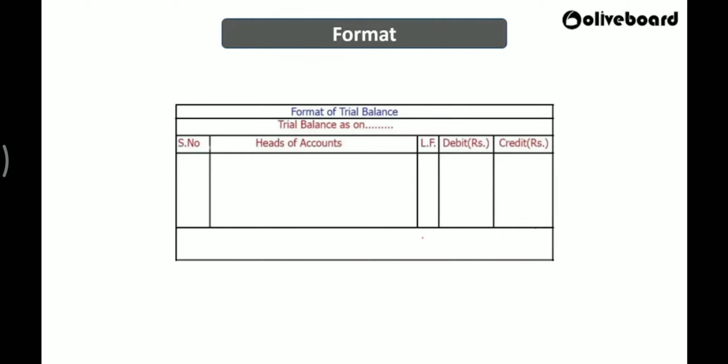Now we'll see the format. This is the format of a trial balance, guys. See here, trial balance. What are the heads of accounts? The ledger accounts will come here. Then the ledger folio number, debits and credits. That's it. The trial balance is as on which date? 31st March 2020, 31st March 2021. Like that, salaries account, whatever accounts you have, you put it here. If it has a debit balance, debit balance. If it has a credit balance, credit balance. This is the format.